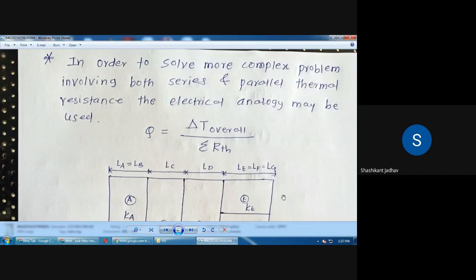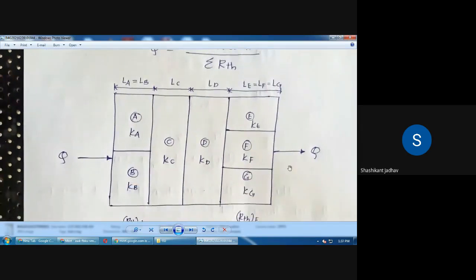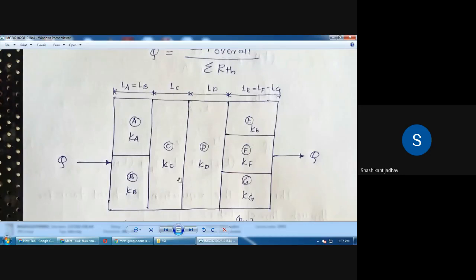So for that complex shape we have to write down the values for the thermal resistance for each layer. So there are different layers given. So draw this diagram. This is the complex shape. So this is layer A, this is layer B, then this is layer C, then layer D is there, layer E is there, layer F is there, and layer G is there.